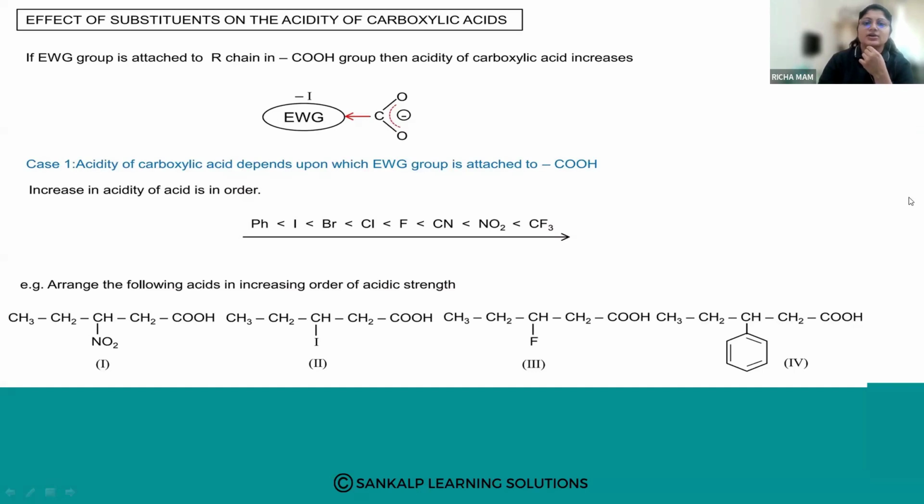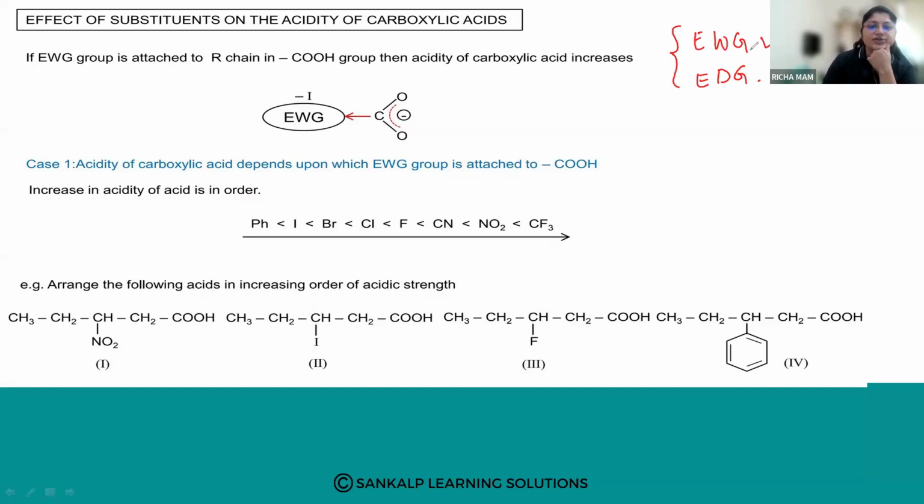So substituents are mostly of two types. One is the electron withdrawing substituent, or electron withdrawing group. Another is the electron donating group. So these two types of substituents are present. When electron withdrawing groups are present, what will happen to the acidity of the carboxylic acid? That we are going to discuss.